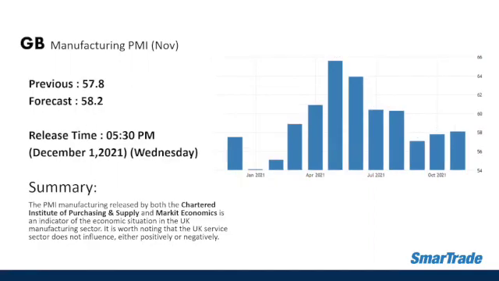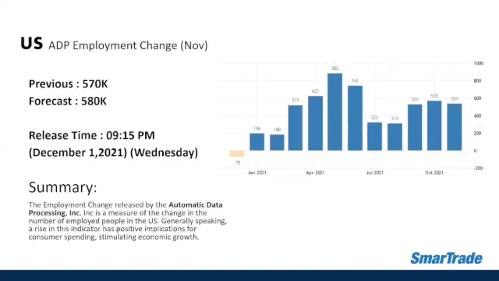Followed by the manufacturing PMI for UK for the month of November. The previous data was 57.8, and the market forecast was 58.2. The actual data is slightly lower compared to the market forecast, at 58.1. However, this data did not create any volatility right after the release, to be specific, on the pound against the dollar.